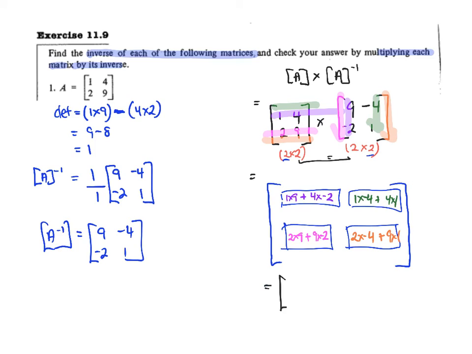Tidy all that up. You'd have 9 plus -8, which would be 1. Then you'd have here -4 plus 4, 0. Then you've got 18 plus -18, 0. Then you've got -8 plus 9, 1. Is that the identity? Yeah. And that's good. So you've proved that that is the inverse. Okay?